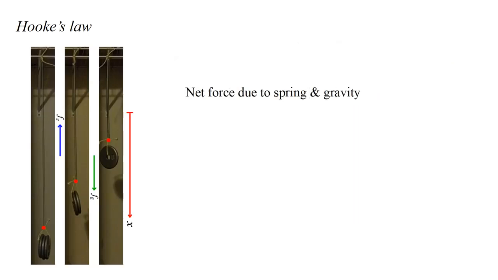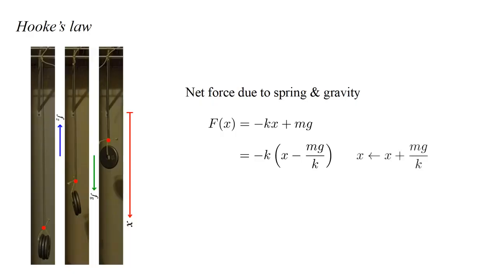Now let's consider the net force due to the spring and gravity. The spring force is minus kx, and the force of gravity is mg. We can write this as minus k times the quantity x minus mg over k. If we now replace x by x plus mg over k, that is, we shift the x-coordinate so that x equals 0 corresponds to the position where the net force is 0, then the net force can be written simply as minus kx.